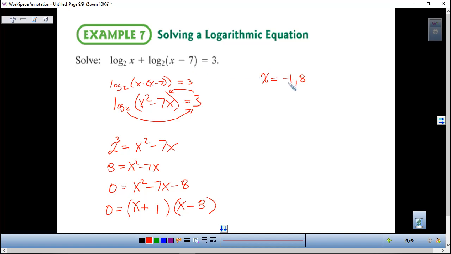But the -1's a problem, because I can't take the log base 2 of -1, and I can't take the log base 2 of -1 minus 7, which is -8. So I actually end up tossing that value out. So the solution, the only solution, is x equals 8. Remember, you cannot take the log of a negative number, no matter what the base is. So that's where you end up tossing things out. A negative number or 0.